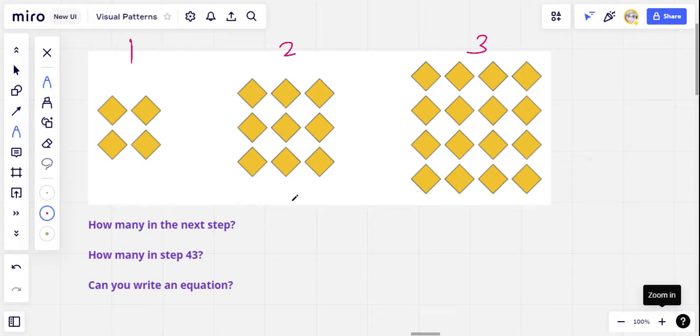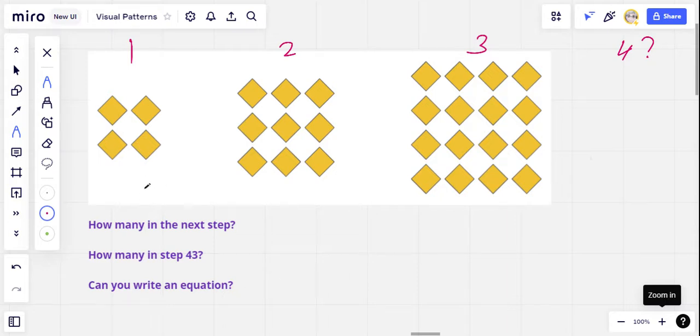How is it changing from step to step so that you can predict how many diamonds are in step number 4, and then, much more difficult, how many in step 43, and can you write an equation to figure out the number of diamonds in any step at all? If you'd like to accept that challenge, hit pause and work it out.